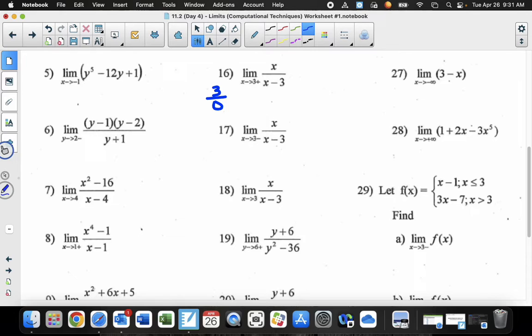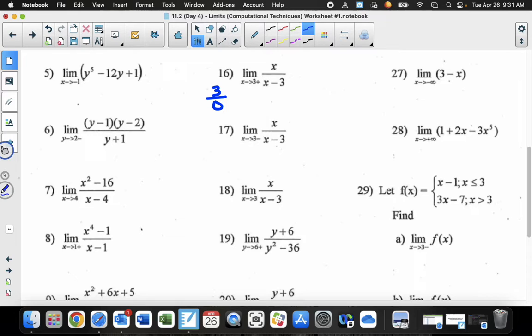Which we can't do, okay? But that's not that indeterminate form. It's not 0 over 0. Which means we're not going to factoring, which means we're not going to the other methods. Which is why I wanted to talk about this problem. Okay? Anytime you end up with a number over 0, that means this is a vertical asymptote problem. You have a vertical asymptote at 3.